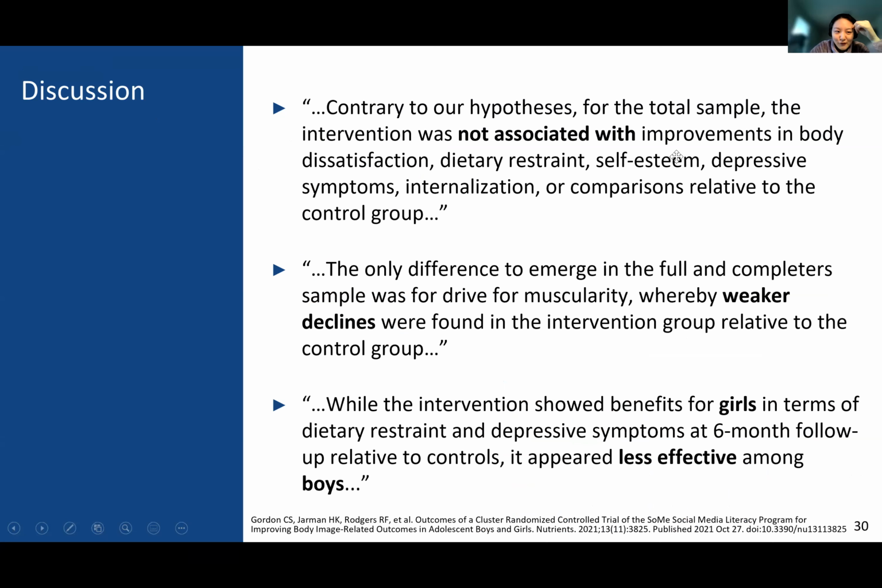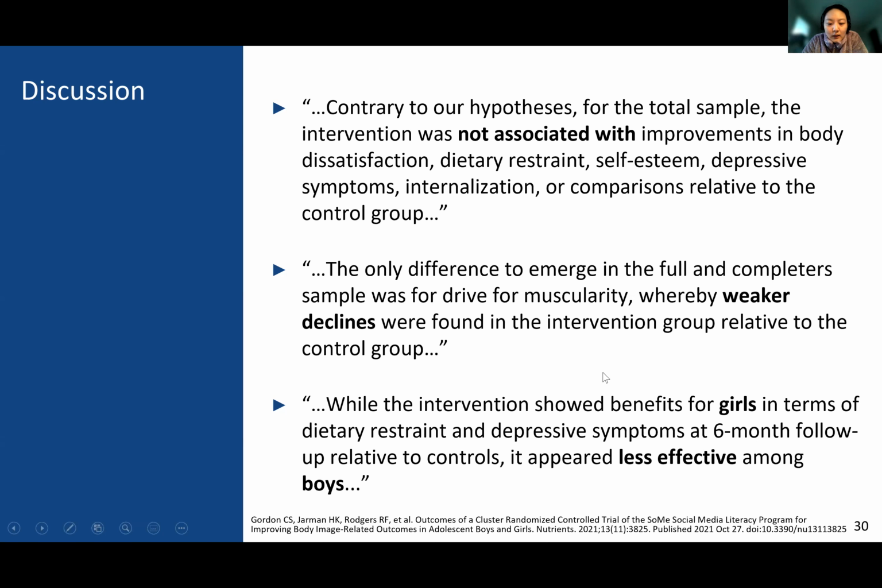Thank you, Kamini. So for the discussion, as we saw from the results, it is very different from their hypothesis. For the total sample analysis they did, the intervention was not associated with improvement in body dissatisfaction and other outcomes, no matter primary or secondary outcome. The only difference to emerge in full and completer samples was for drive for masculinity, whereby weaker declines were found in the intervention group relative to the control group.